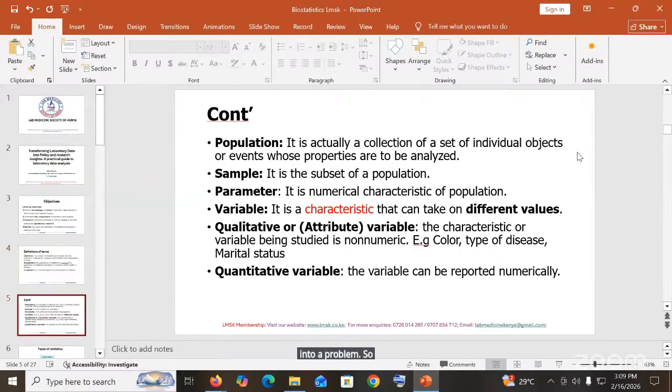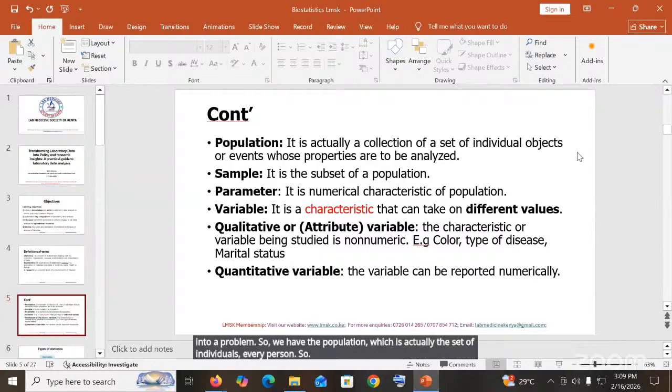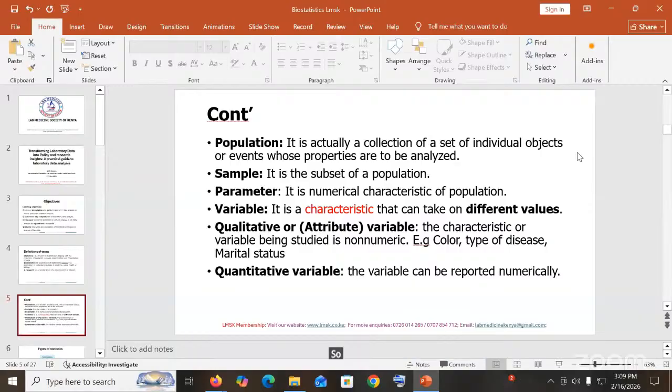So we have the population, which is actually the set of individuals, every person. So for example, we want to do some survey about customer satisfaction within our laboratory. We cannot take the entire population that is served by that lab. So we come up with what we call a sample. So from that population, now we have a sample.